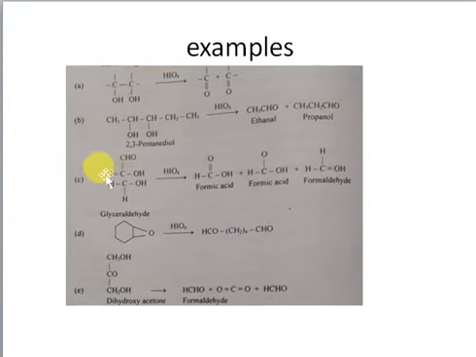This molecule is a bit different. Since we have an aldehyde group on the top, this aldehyde group will be converted into formic acid under these conditions, right? So this forms formic acid. This molecule will again form a formic acid. So this central carbon will also be converted into formic acid, while this last carbon will be converted into formaldehyde, right?